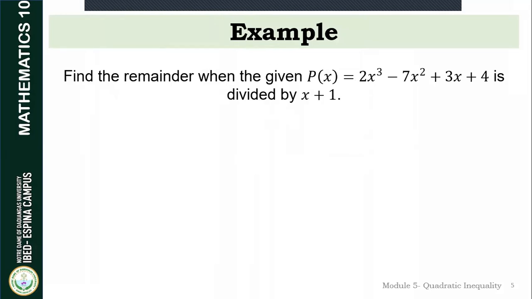So first example, okay, find the remainder when the given P of X is equal to 2x cubed minus 7x squared plus 3x plus 4 is divided by x plus 1. So this time, I would like you to pause this video and try to solve it on your own. And once you're done, please click the resume button or the play button.